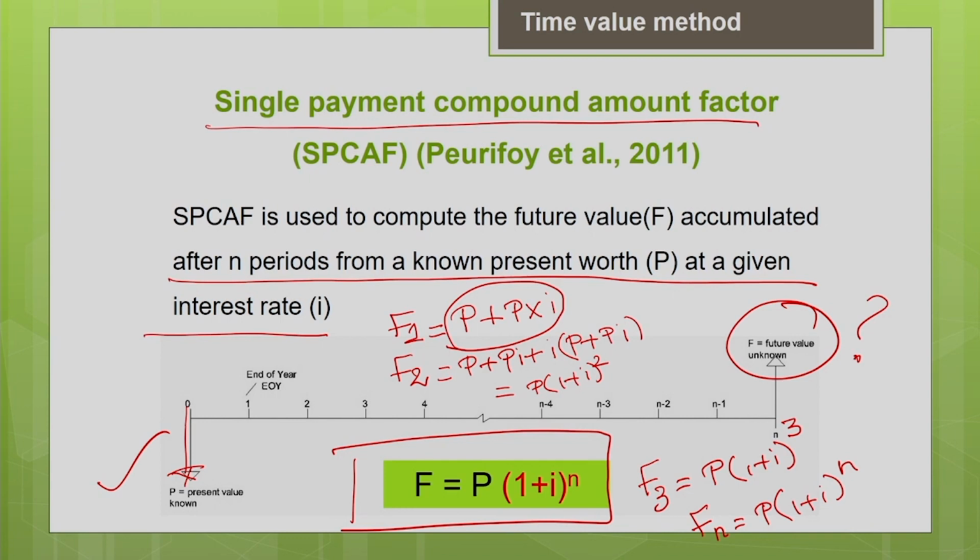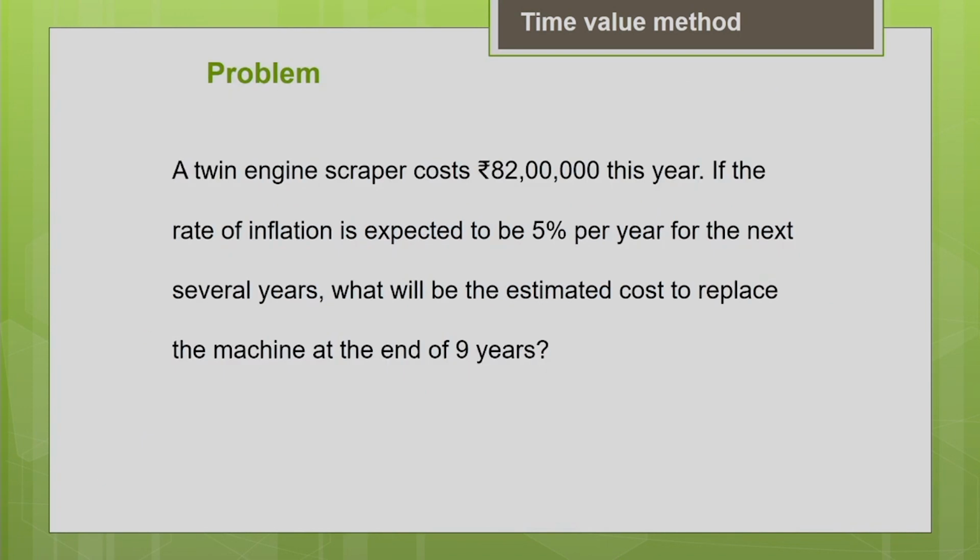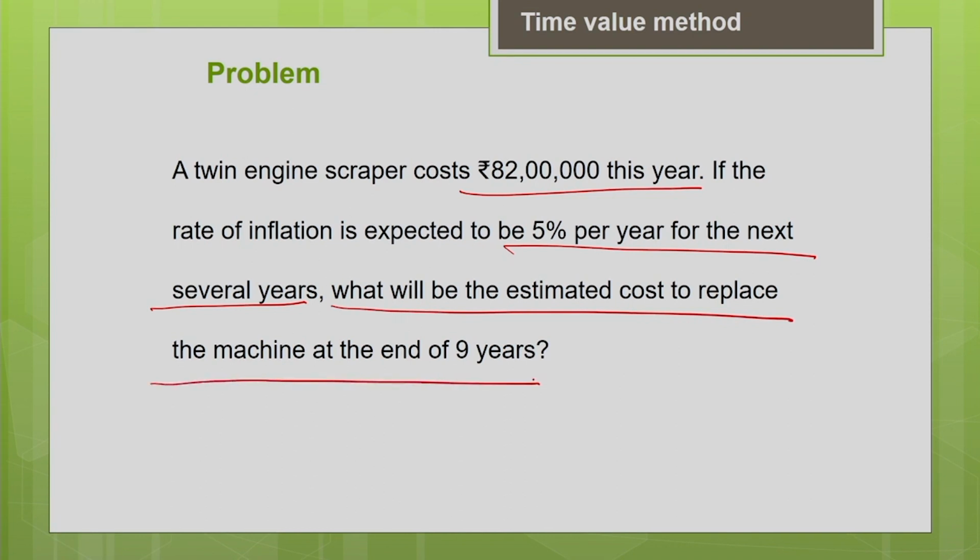Now from the equipment perspective, we will see an example. A twin engine scraper machine is costing 82 lakh this year. If the rate of inflation is expected to be 5% per year for the next several years, I hope everyone knows what inflation is. Inflation refers to the loss in buying power of the currency. So the rate of inflation is 5%. What will be the estimated cost to replace the machine at the end of 9 years? I know the present value of this equipment.